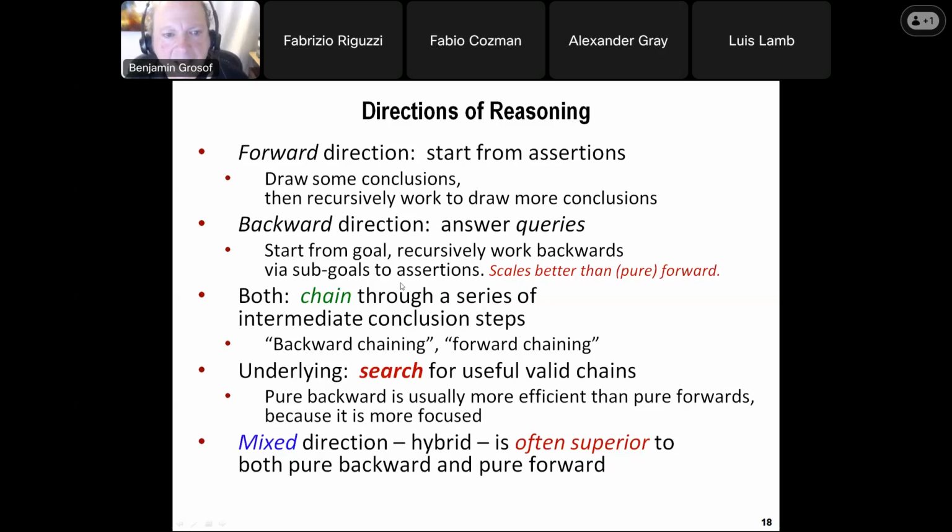And semantics means that whether you're going forward, backward, or mixed, if you respect that semantics in your proof procedure and proof theory, then you're going to get the same results regardless of what the so-called control strategy is for doing the search.